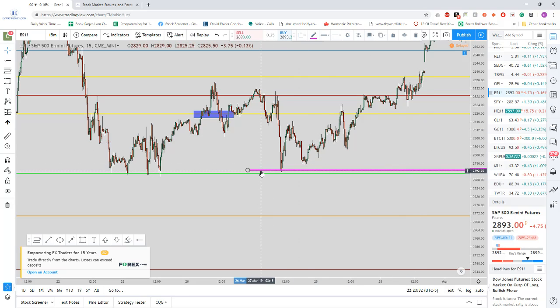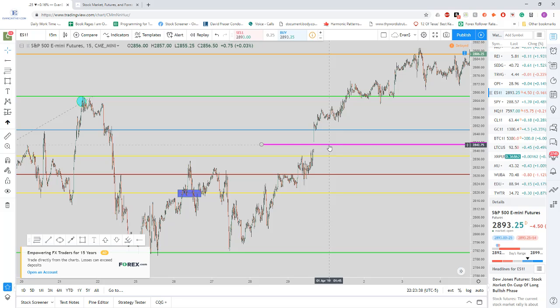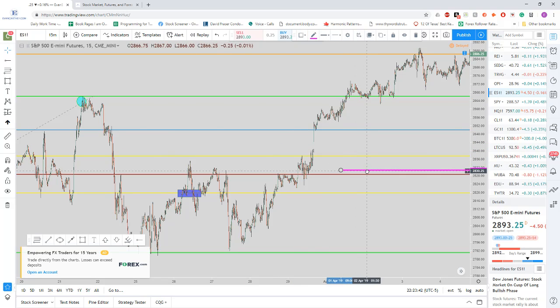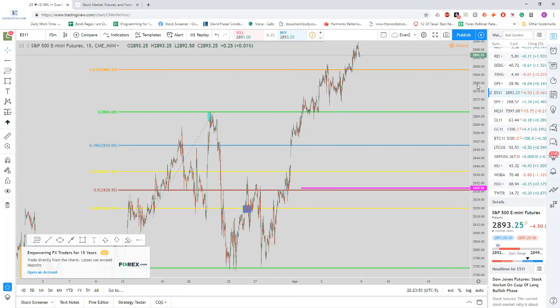So price, since it never hit the pivot point low, went back up, went up here and hit the pivot point high up here. So we moved the exit down here to the Fibonacci retracement level, just above the 50%. So it's 28.29.50. And price continues to go up.